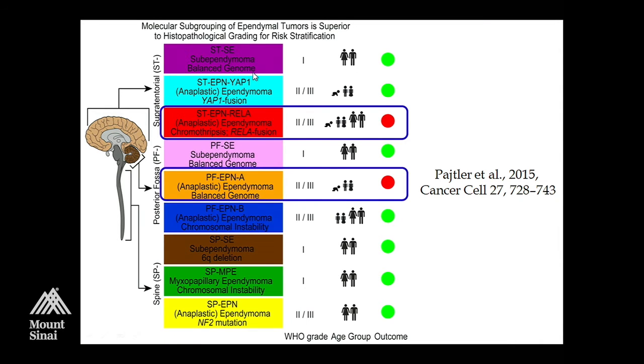Okay, so if you look at the major locations, supratentorial, posterior fossa, spinal cord, each one of those locations has three molecular subgroups in the most recent studies. And most of them have a fairly favorable prognosis except for two. One is this RELA fusion subtype that I just mentioned, and one is in the posterior fossa, the type A subtype, that unfortunately right now we don't have a good surrogate immunostain for, although I know several people are working to try to get one.